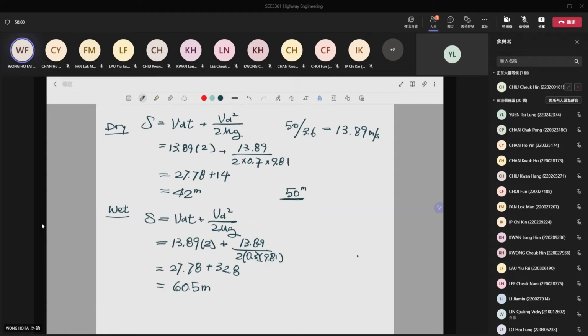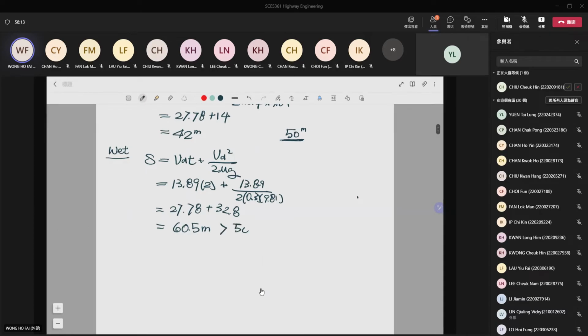Okay. So for wet condition, what should our speed be in order to give us safe conditions? It means that this one is larger than 50 meter. Okay. So it is not safe. Agree? Because in the slogan, it just asks you to give 50 meter of the safety distance. Okay? So it is not safe. So what should be the speed in order to have safe conditions?